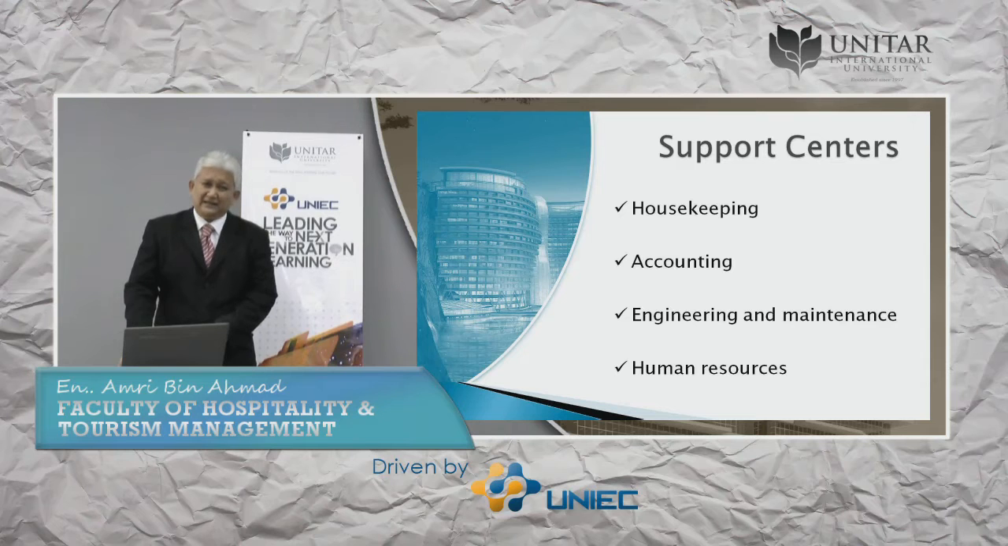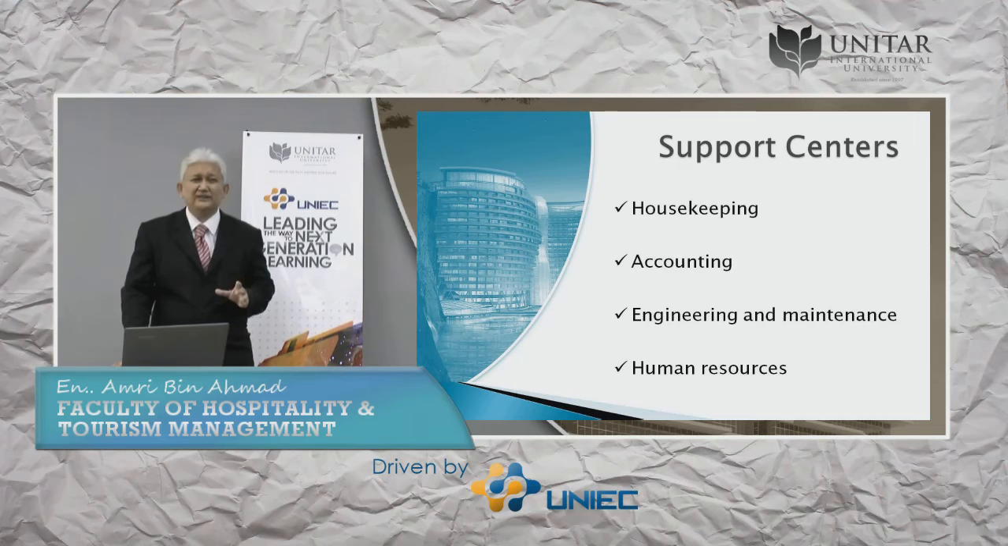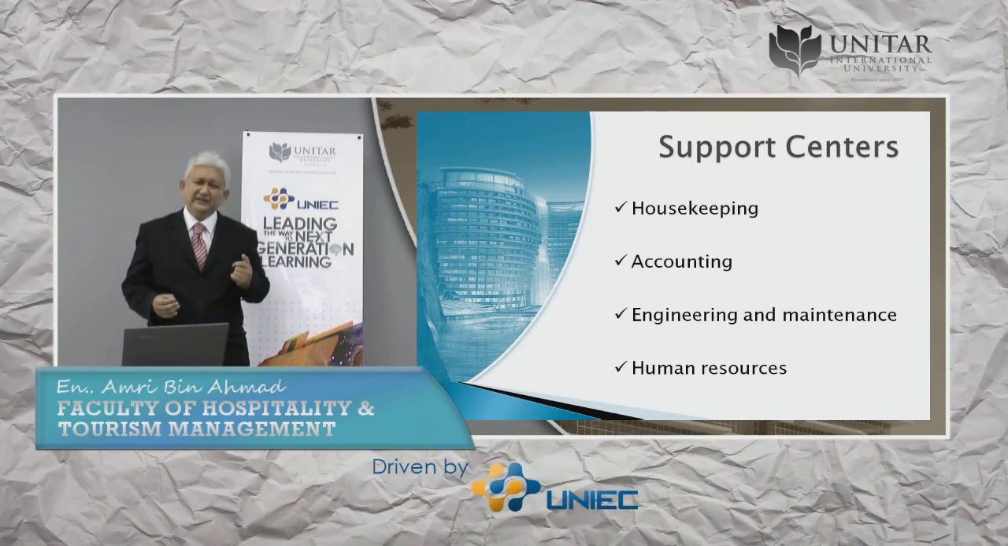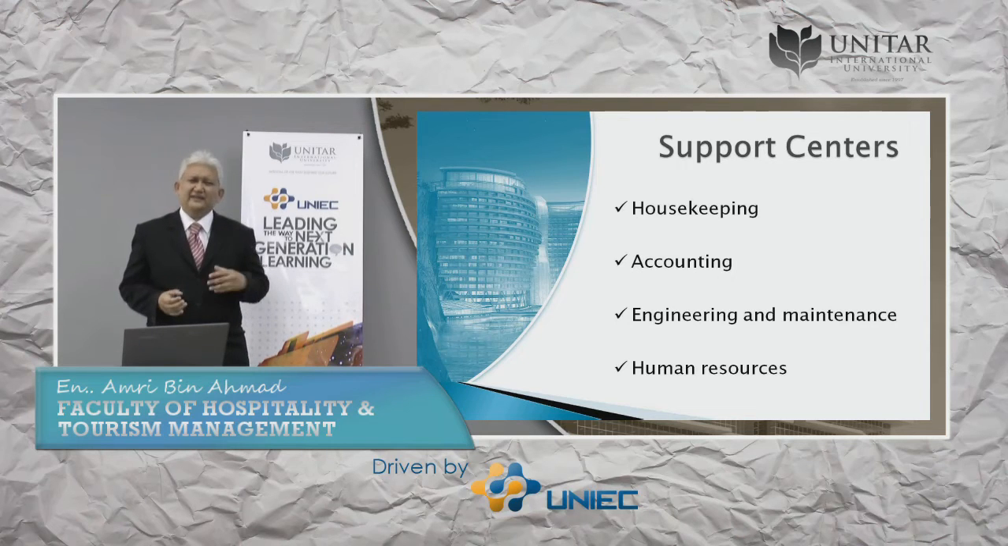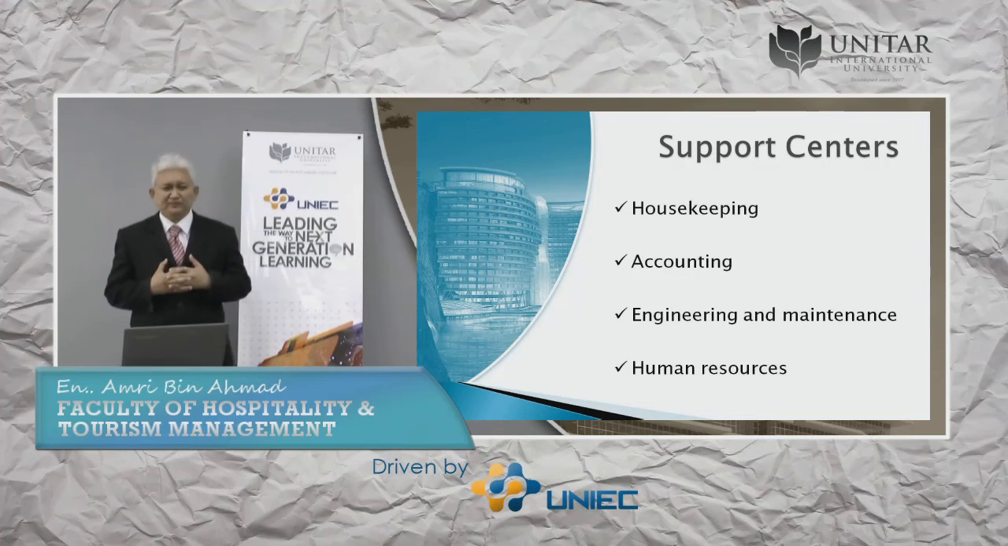Under department number 2, accounting, this is the department that will oversee all the accounting in the various departments, from sales and marketing, front office, F&B and others. And under the third support center, engineering and maintenance, these help with all technical errors in every department of the hotel. For instance, if there is a defect in a telephone in a room, or a defect in an air conditioner in a room, this is the department to support.